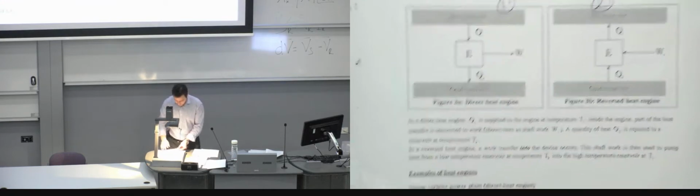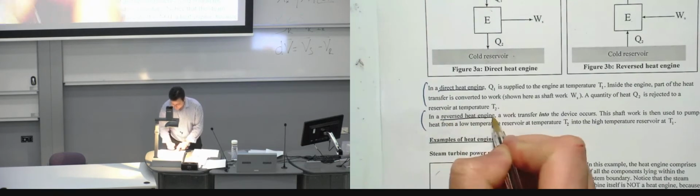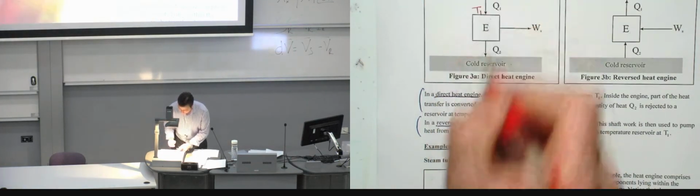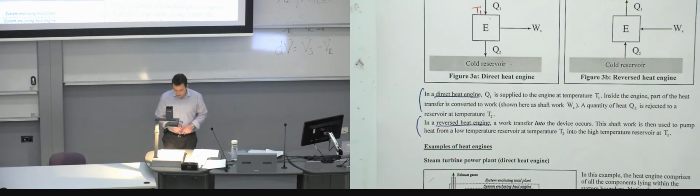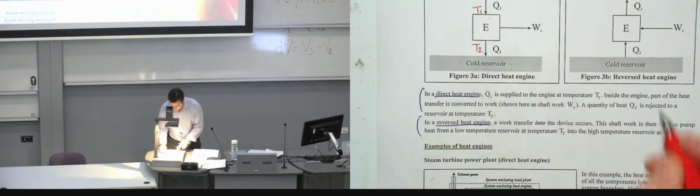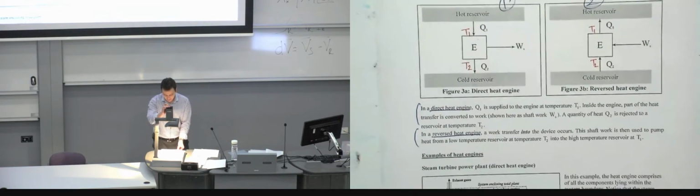Something else, so the description of these two are here. This is the direct engine, this is the reversed heat engine. The other notation that they're going to introduce here is that the temperature which will be supplied to the heat engine from Q1 will be at T1, and the temperature at which Q2 is rejected will be T2, and the same here, T2, T1. So when we talk about temperature, make sure you understand and remember what these temperatures really mean.